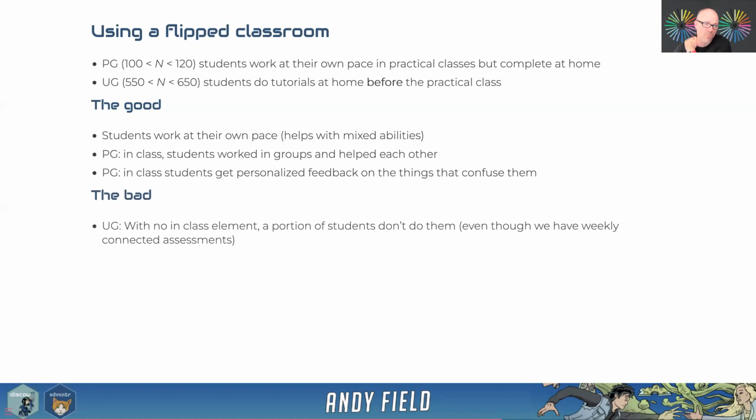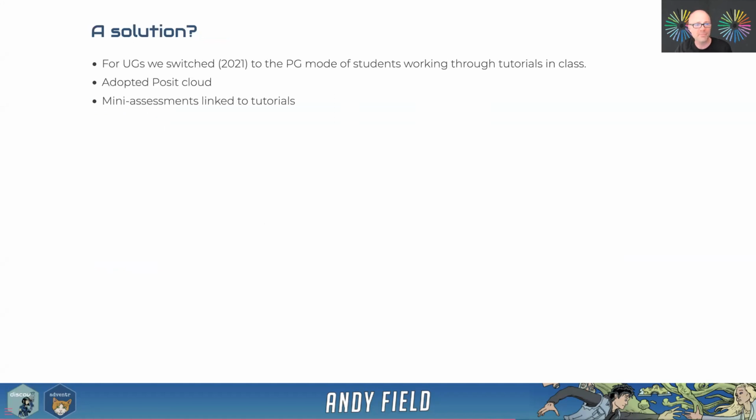For the undergrads, when we were fully flipped with no in-class element, as you might imagine, quite a large number of students just didn't do them at all. And it was quite conducive to students disappearing without a trace. So we switched a little bit last year. We got Posit Cloud, so we now don't have students have RStudio on their machines at all. They just do everything through a web browser. We had mini assessments linked to the tutorials to try and encourage them to do it and stuff like that.